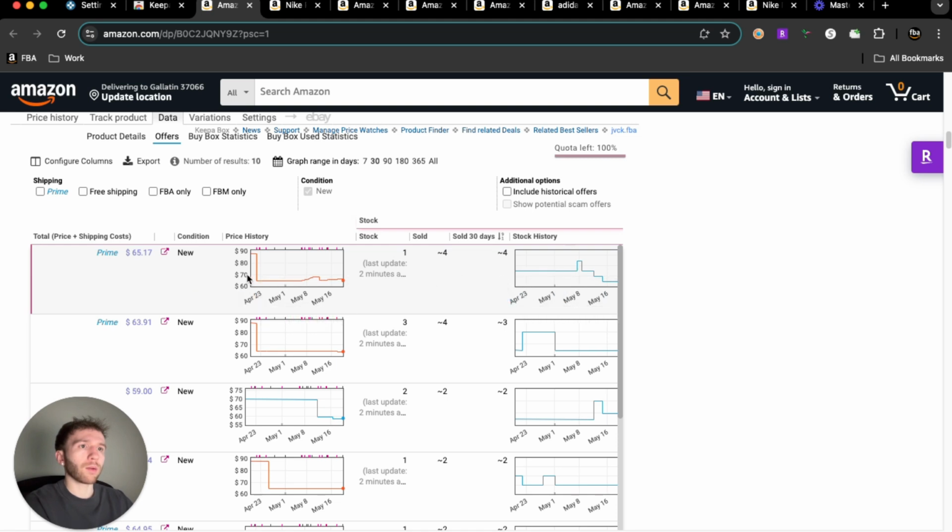So you can probably make the assumption that this guy wasn't selling a lot at 88 because his stock stayed the same. But then as his price lowered after a while, he started to sell out of his units.